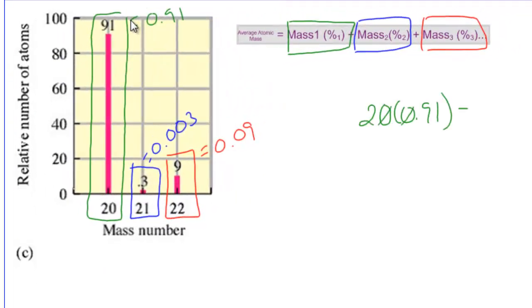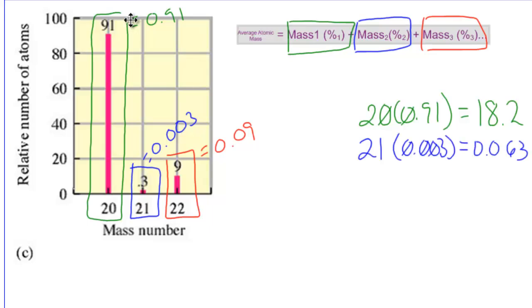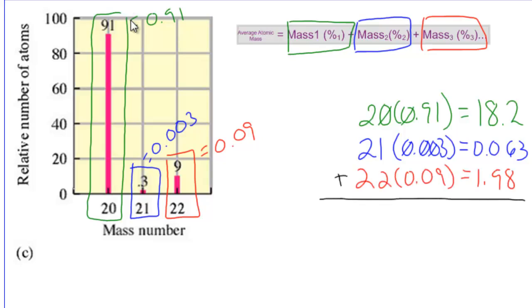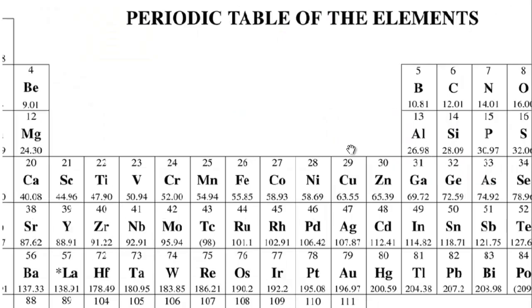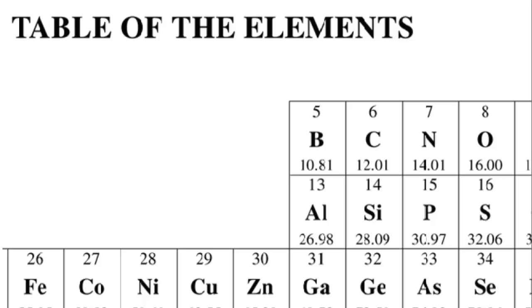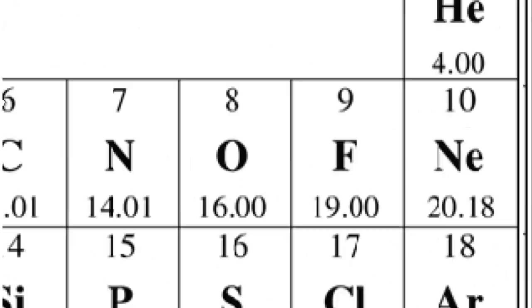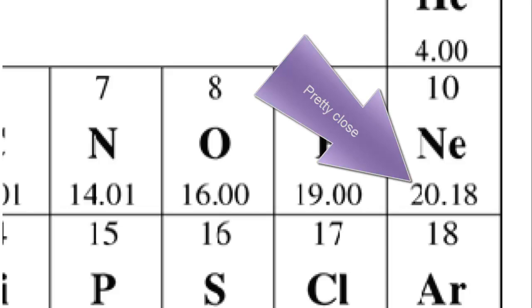To calculate the average atomic mass of element X, we will multiply each mass by its percent abundance in decimal form, then add up those parts. So, doing some calculations, we find that element X has an average atomic mass of 20.243 AMUs, or 20.243 grams for every 1 mole. If we were asked to identify element X, we would look on the periodic table for an element with a mass near 20.2 AMUs, which we would find is neon.